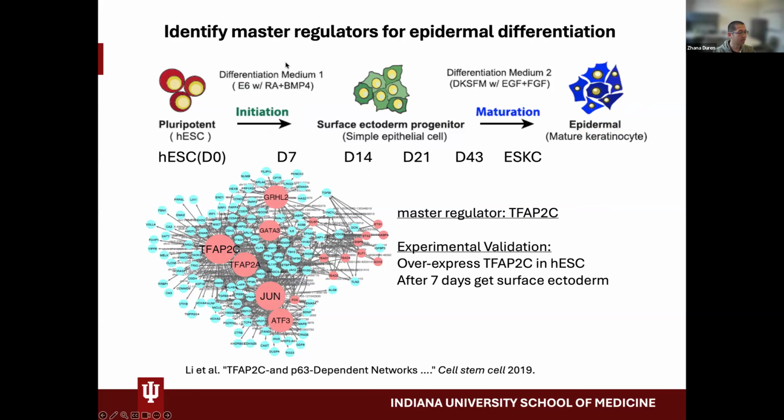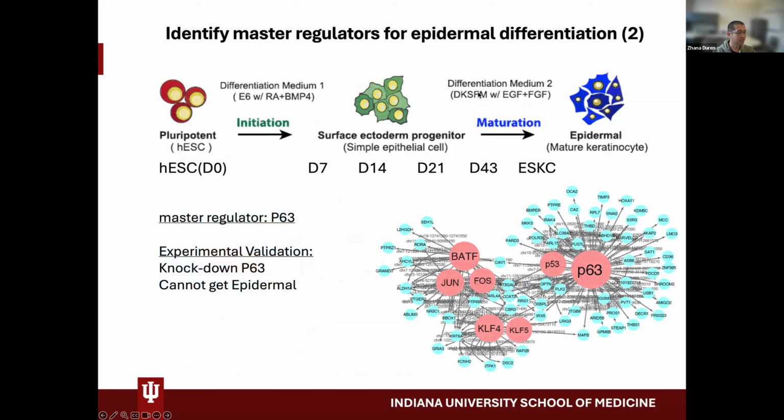So that is the network of the earlier stage. In the network, we identified TFAP2C as the largest node here. It's the most important node in the network. Then if we do the experiment, if we overexpress this gene at day 0, then after 7 days it becomes the surface ectodermal progenitor without using any of those mediums. So only one gene can replace those mediums.